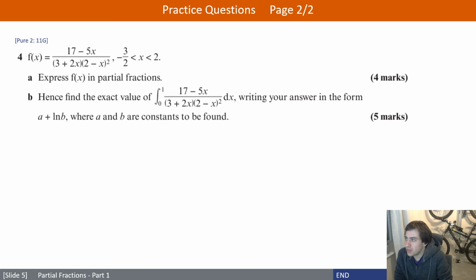Okay, and then finally have a go of this one. See how you do. And try and find it in the exact form that has been requested of you. So you do need to be familiar with your log rules. Give that a go. Pause the video now.